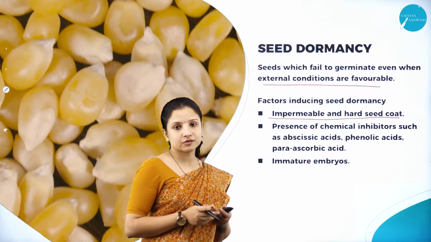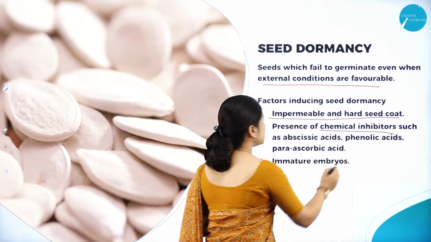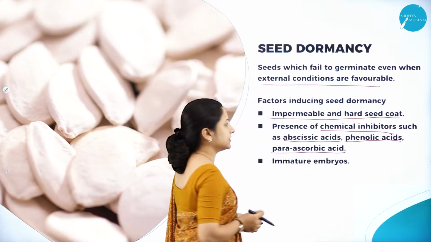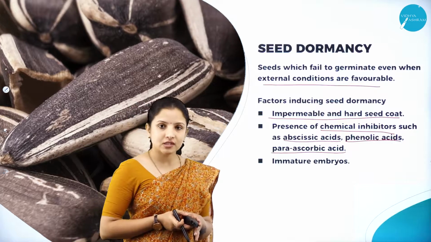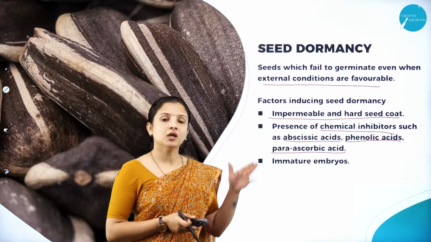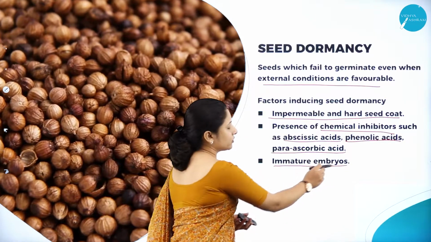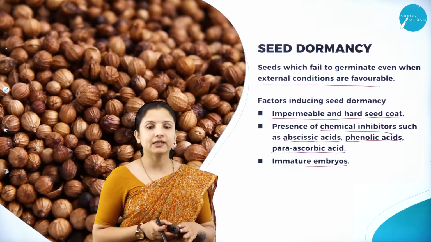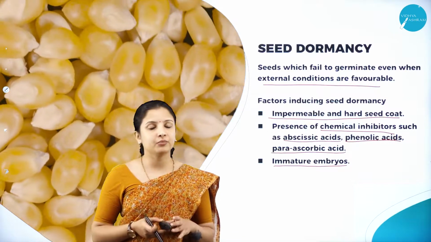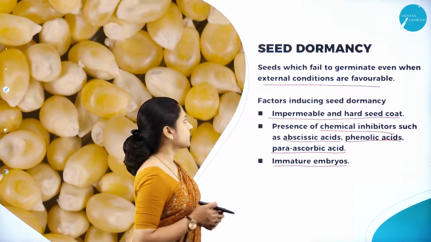Next is the presence of some chemical inhibitors. In the seed there will be some chemical inhibitors such as abscisic acid, some phenolic acids and para-ascorbic acids. Abscisic acid is one such example which brings about seed dormancy, or prevents the seed from germination. We have studied this in the previous session. Next is because of immature embryos. The embryos would not have been completely developed or reached maturity. Therefore, the seeds will remain dormant until the embryos reach maturity. So these are the important factors that bring about seed dormancy.